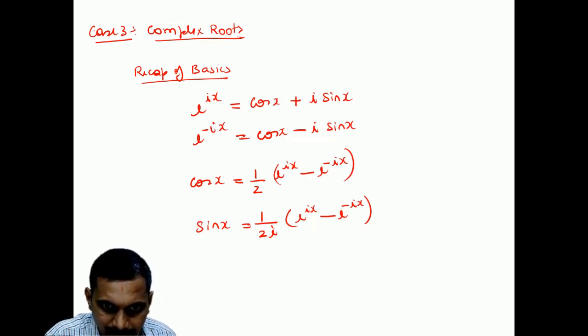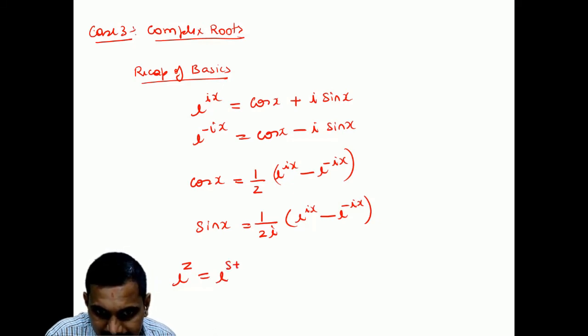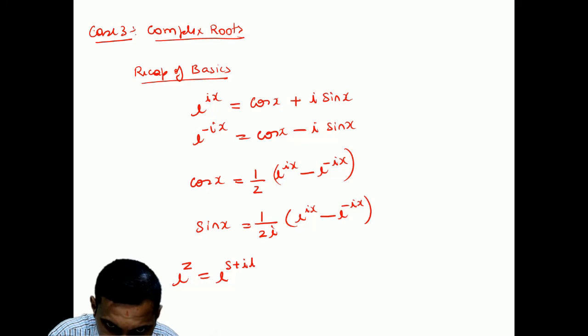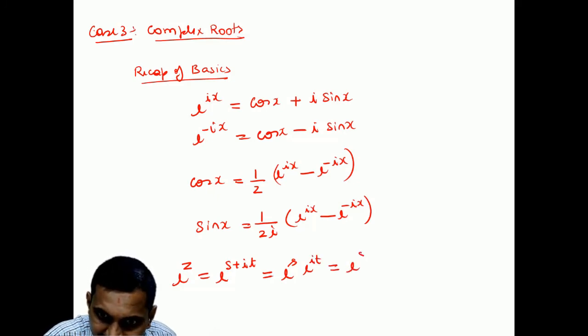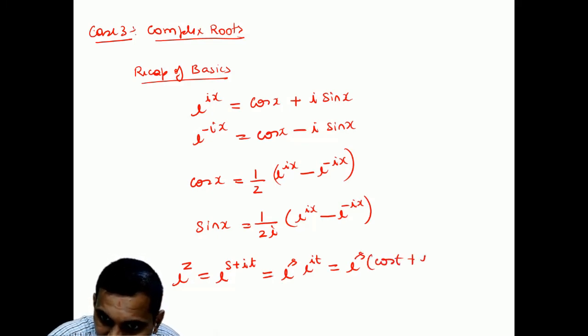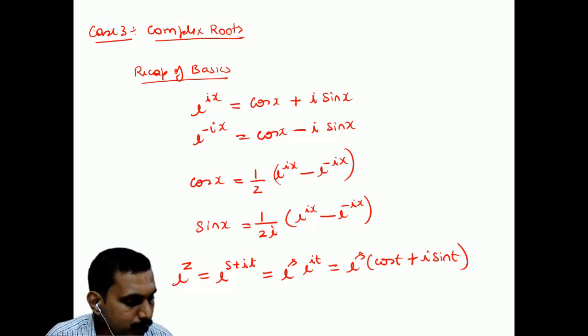Okay. Another point. If I have a complex function, for example, e power z, where z is a complex number, this can be written as e power s plus i into t. If I write it like this, this can be written as e power s into e power it, or this can also be written as e power s into cos t plus i sin t. Fine? Simple. All these are basics which you should know before we solve this.